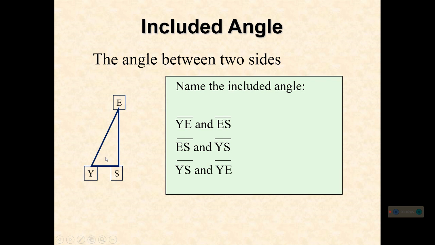Okay, so we have here triangle YES. Let's name the included angle in segment YE and segment ES. So the included angle is angle E, correct. How about in segment ES and segment YS? The included angle is, that's correct, angle S. And if we have segment YS and segment YE, the included angle is angle Y. Yes, correct. And another clue: whatever letter is doubled on the given segments, that is the included angle, as you have noticed on our given segments.